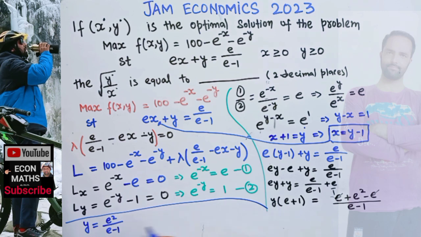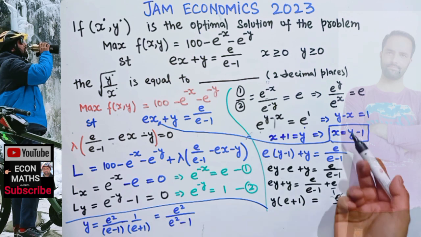If I transpose it, it will get multiplied. So we will get 1 divided by e plus 1 when I transpose it. So it becomes e square divided by e minus 1 times e plus 1. So that is a square minus b square, the formula. So we will get e square minus 1. So this is the value of y. So y is equal to this.